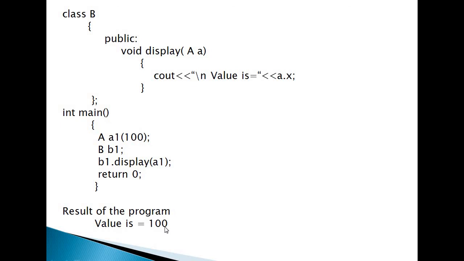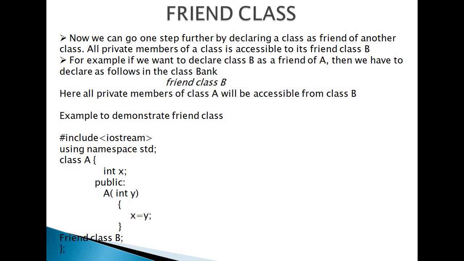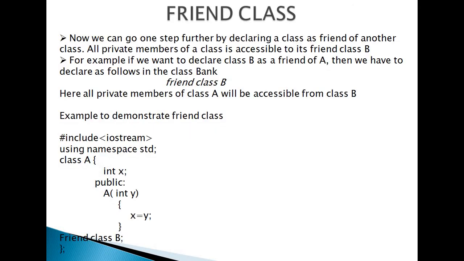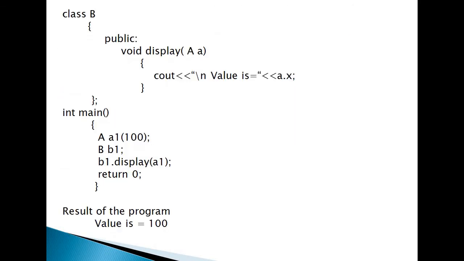I think you clearly understand this. If you don't understand, try to execute this program, then it will be very clear. Friend class and friend functions are important issues in object oriented programming. So I think you understand this. Thank you.